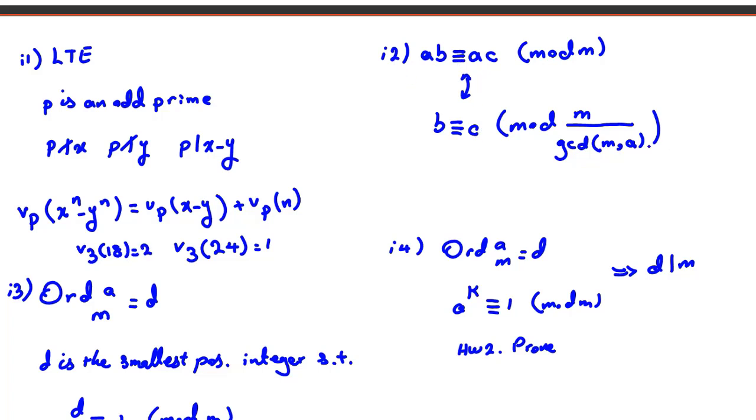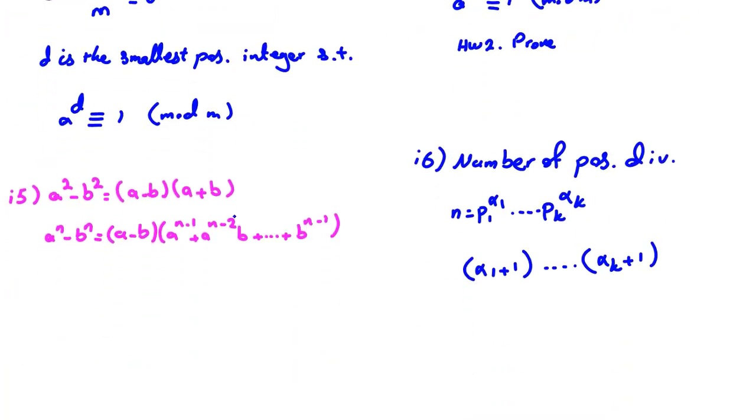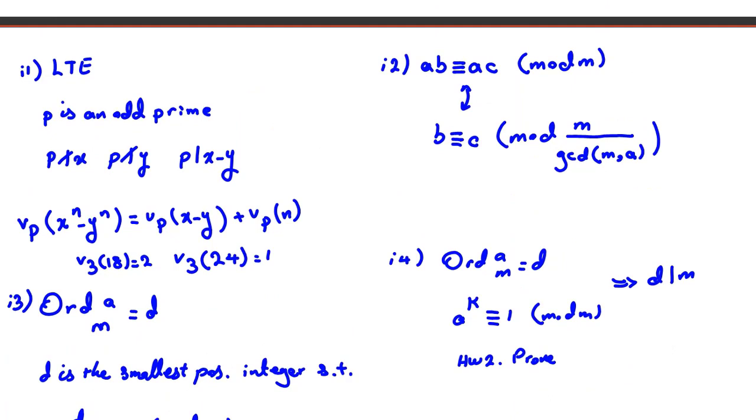Idea 2 is this one. I will explain all parts completely in the rest of the video. Idea 3 is related to order in number theory. It's important you learn it. Idea 4 is that when a to the k is 1, the order divides k. Idea 5 is this identity. Idea 6 is this formula for the number of positive divisors. I will explain all of these 6 ideas completely during the solution.